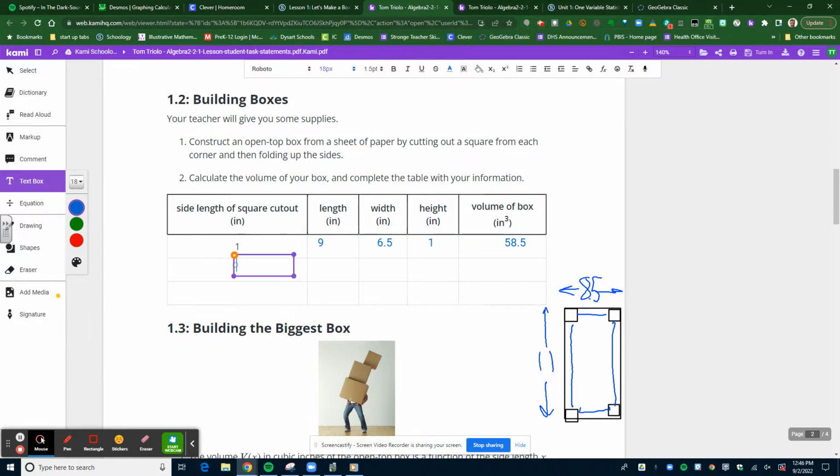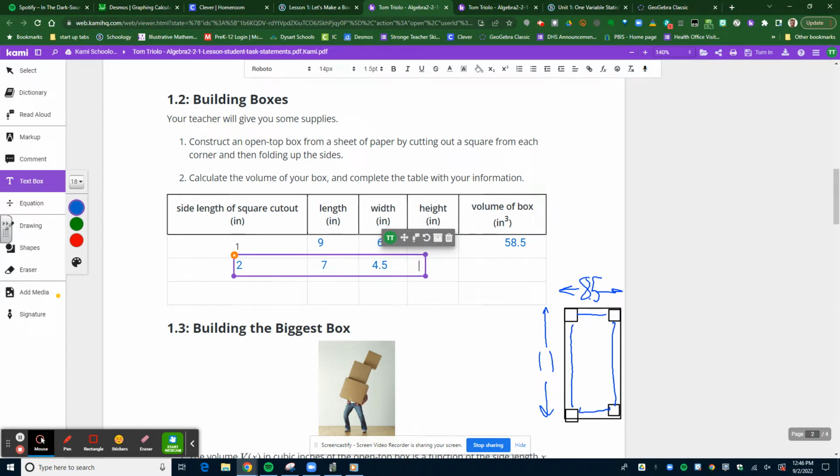So I'm going to make a new text box because that's not fixed. So 2, I'm taking off another inch from 9 in 2 different directions. 7. And then I'm taking off another inch from the width in 2 directions. So 4.5. And if I'm cutting off another inch, my height gets larger by 2 more. So 3. No. Okay. The height is only changing by 1. This number here should be the same as the height. So that's 2. Okay, we'll figure out the volume in a minute.